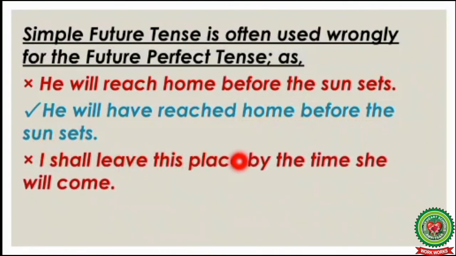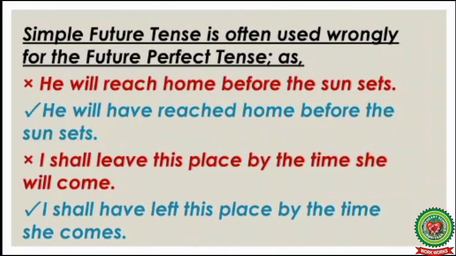I shall leave this place by the time she will come. Now students, it is incorrect. The correct answer is I shall have left this place by the time she comes. In the first part, we use future perfect tense, and in the second, we use simple present tense.